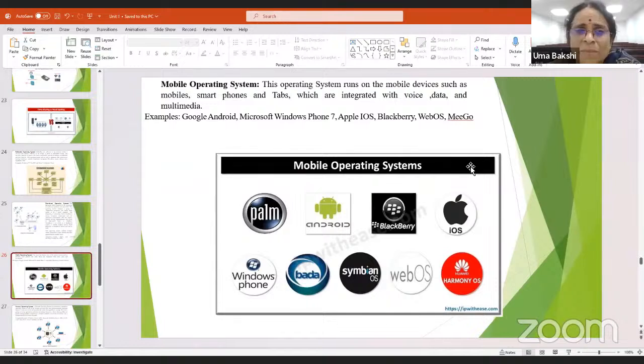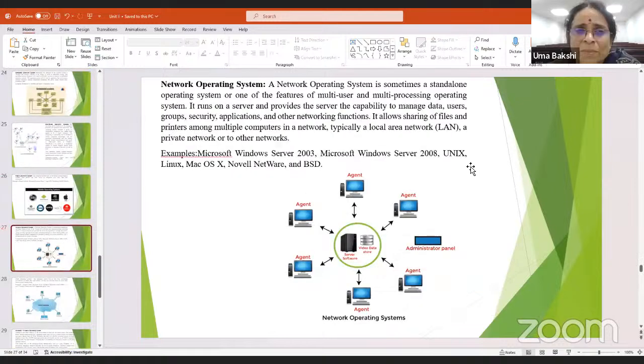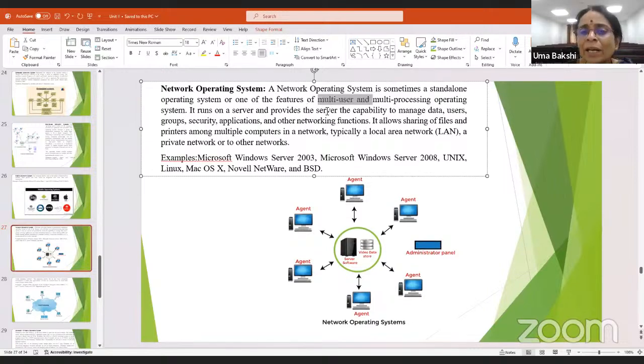Network operating systems. Let us think that I'm the server, connected to all the agents, and from here the signals will be sent. This is the administrator panel, and all the others are agents, and the information is sent. A network operating system is sometimes a standalone operating system, or one with features of a multi-user, multi-processing system. Why multi-user? Many people are using it, and the operating systems can also be different. Somebody may be using Windows, somebody Linux, somebody Android. So we call it multi-user.